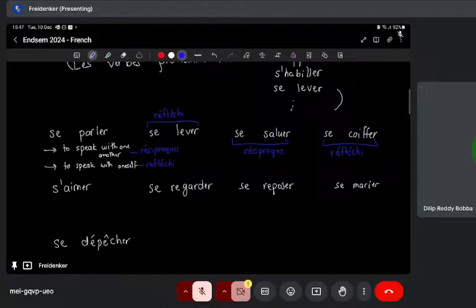Se marier is to marry each other. You don't marry yourself, right? So you're marrying the other person. So in this case, it will be réciproque. It's not réfléchi, because you don't marry yourself.